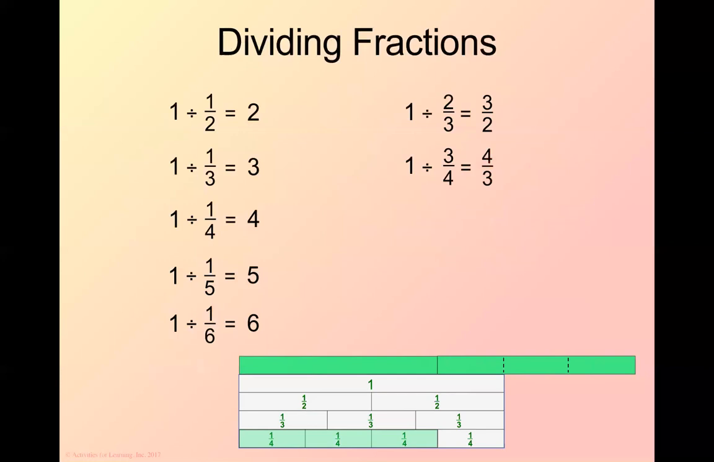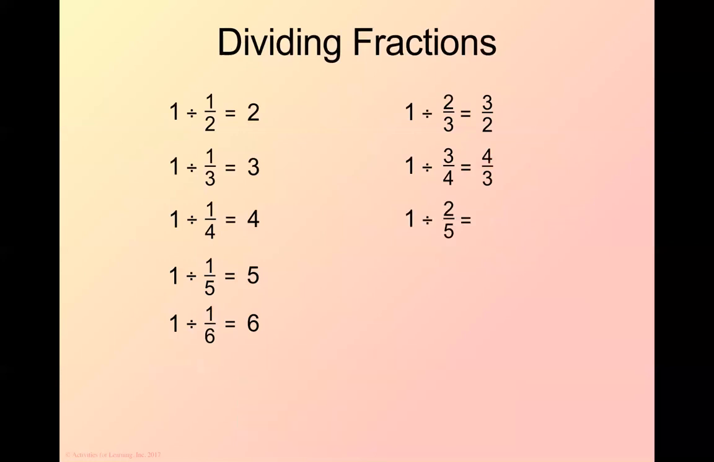We got something happening here. There's a pattern. 1 divided by 2/5. Again, I could use my chart, or look at my pattern. It's the reciprocal. I've flipped them. So 1 divided by 2/5 is 5/2. 1 divided by 5/8 is 8/5. 1 divided by 4/7 is 7/4.